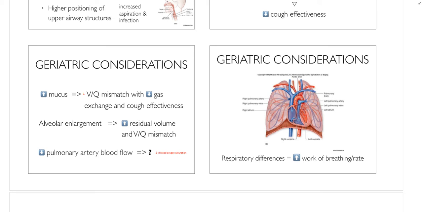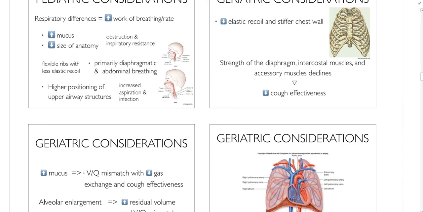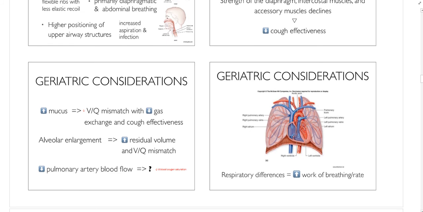And then because we also have a decreased level of cough effectiveness due to the impact to the chest wall and the muscles attached to the chest wall, we're going to have that mucus hanging out there also. I guess you could actually say the decreased cough effectiveness may lead to an increase in mucus because we can't get it out in the first place.